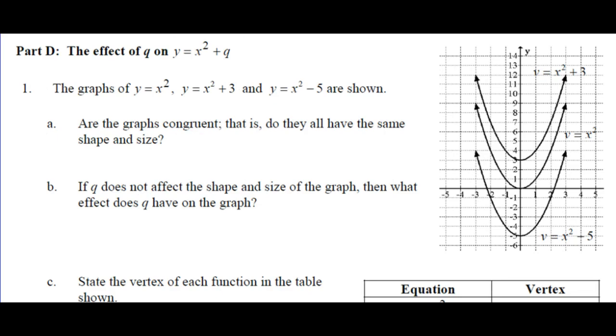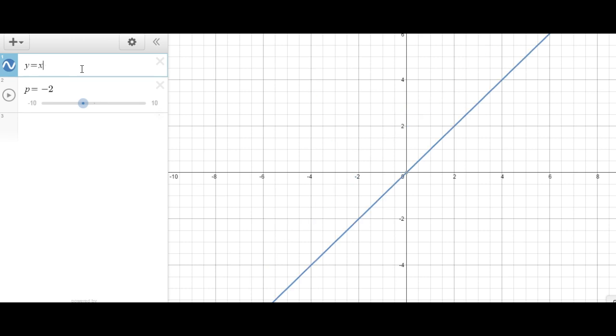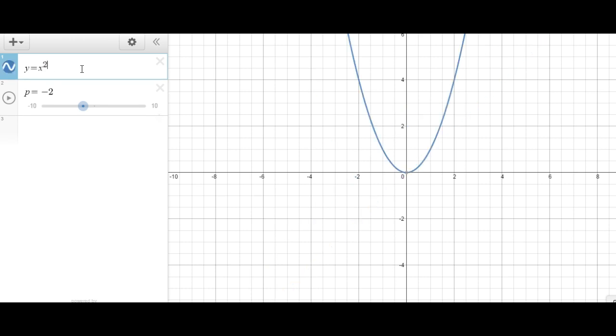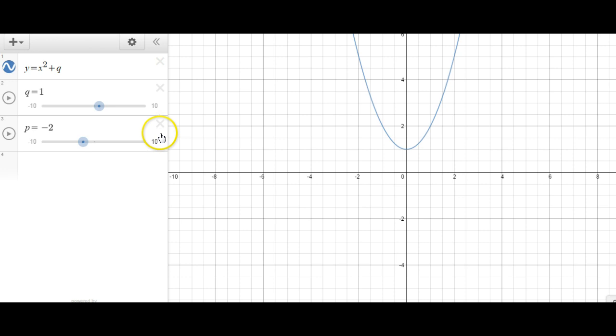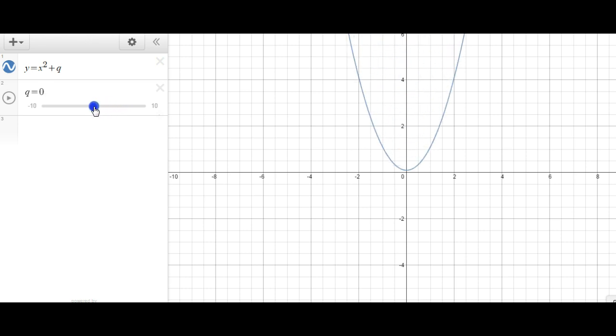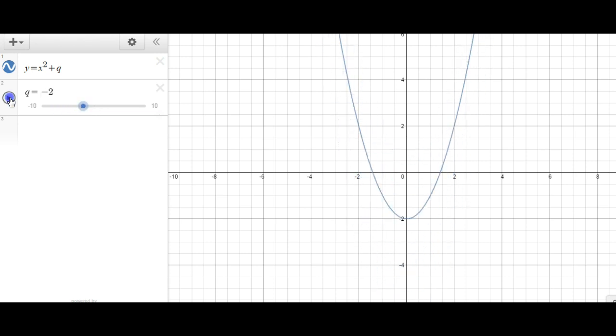The effect of q, now vertical, on y equals x squared plus q. Okay, so let's do something here. I want the x squared plus q. I'm going to add a slider for q. I'm going to take out the slider for p. It's 1. What happened to it when it was 1? Where's it going? Up or down? Here, press play.